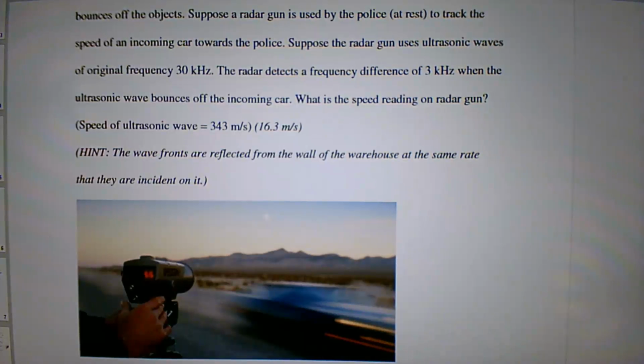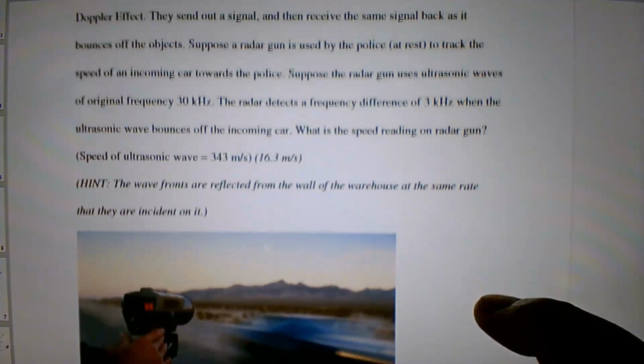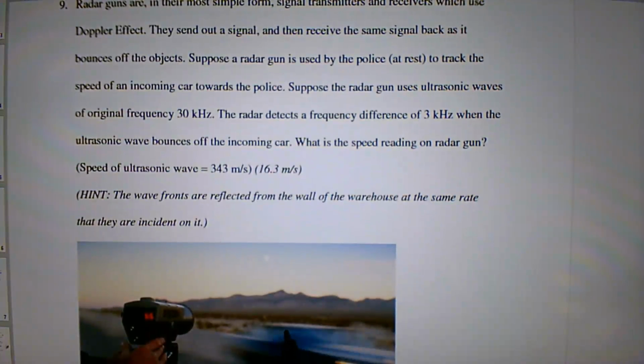Here's the next question. This is a question on radar guns. Police use a radar gun to track or measure the speed of a speeding, incoming car. Radar guns, in their most basic form, are just signal transmitters and receivers, which use the Doppler effect. They first send out the signal and then receive it, and based on the shift in the frequency, they can calculate the speed of the car. That's how it works.